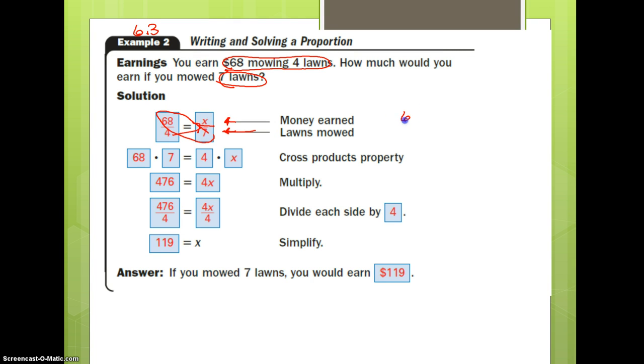A quick way that I like to say to solve these problems is you take the diagonal numbers that you know that you can actually multiply and divide by the third number. And that's essentially what you're doing, because this is going to be 476 divided by 4, which is $119.